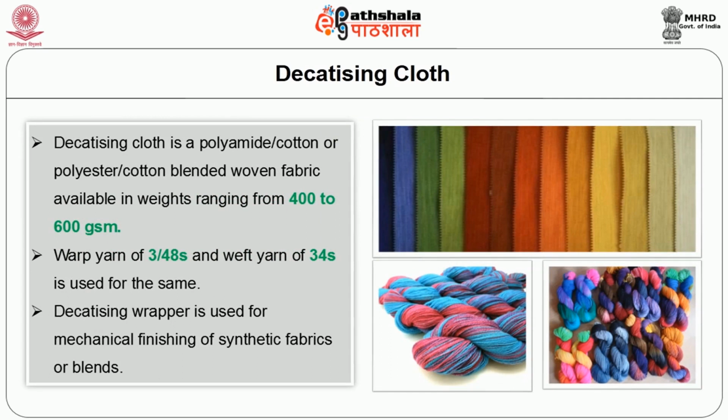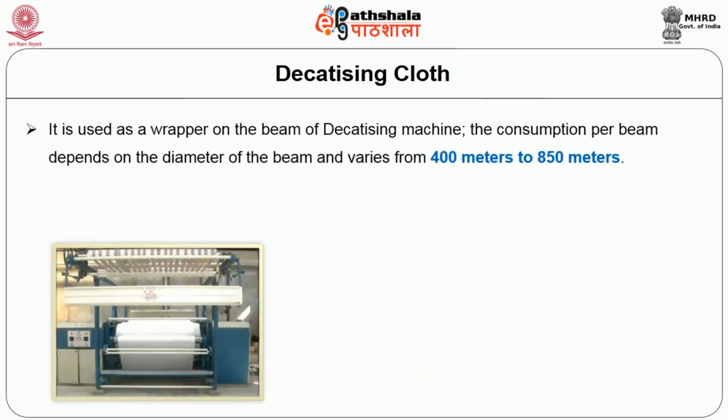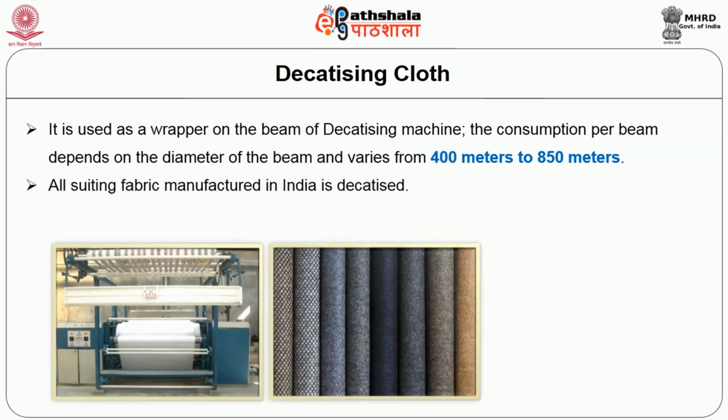It is woven and available in weight ranging from 400 to 600 grams. Warp yarns of 3 to 48 counts and weft yarns of 34 counts are used for the same. Decatting wipes are for mechanical finishes of synthetic fibers and blends. It is used as wipers on beams of decatting machines. The consumption per beam depends upon the diameter of the beam and varies from 400 meters to 850 meters. All suiting fabrics manufactured in India undergo this process.